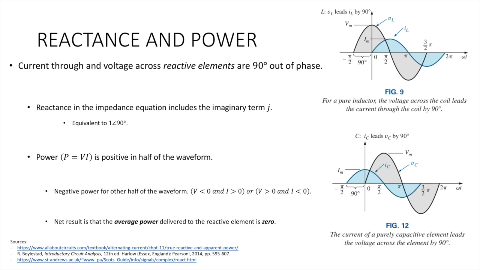The net result is that for reactive elements, the current through them and the voltage across them are out of phase by 90 degrees. This means that the power consumed by them is positive for half of the sinusoidal period and negative for the other half. The net result is that the average power being delivered to a reactive element, inductor or capacitor, over one period of the waveform is zero.